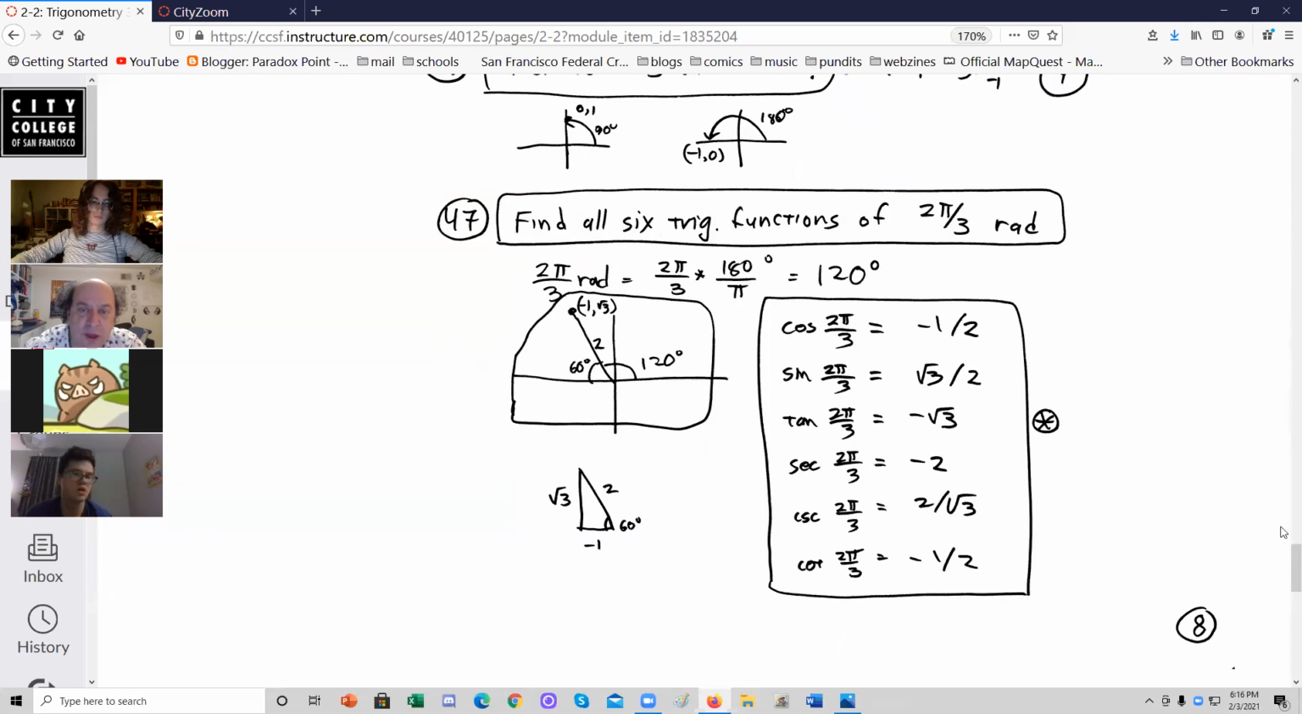Here they ask for the 6 trig functions of 2 pi over 3 radians. Well, first let's figure out how many degrees that is. 2 pi over 3 radians is 2 pi over 3 times 180 over pi degrees. Pi's cancel. 2 times 180 over 3 is 120 degrees. It is, in fact, 1/3 of a turn of a circle, 1/3 of 360.